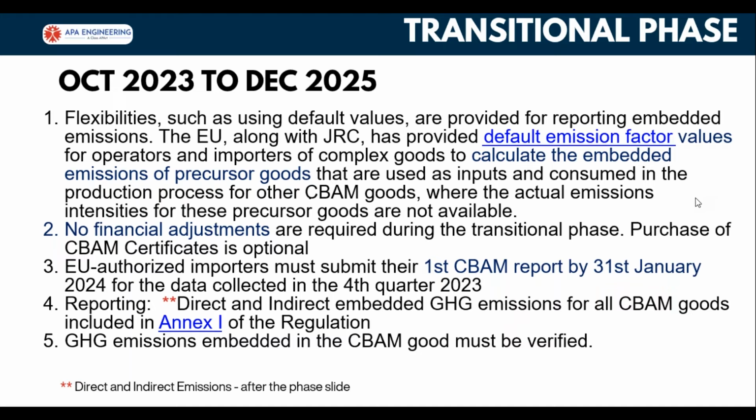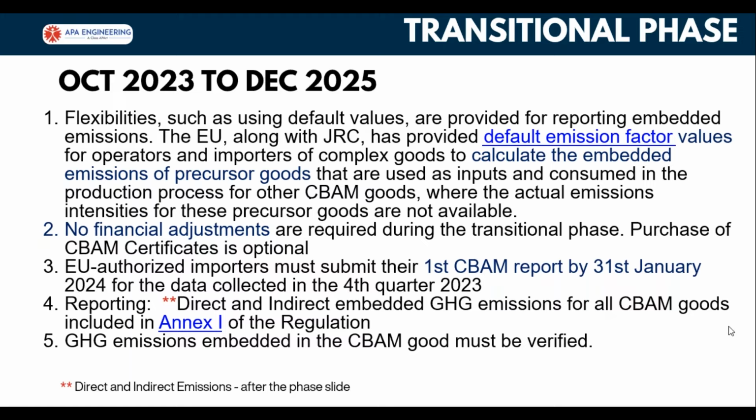Then EU authorized importers are supposed to submit the CBAM report by 31st January 2024 for the data they have collected in the fourth quarter, which is from October to December of 2023. This reporting will include both direct and indirect embedded greenhouse gas emissions, and all the goods that are covered in the scope of Annex 1 of the regulations will be in scope for the transitional phase, and the GHG emissions also must be verified.